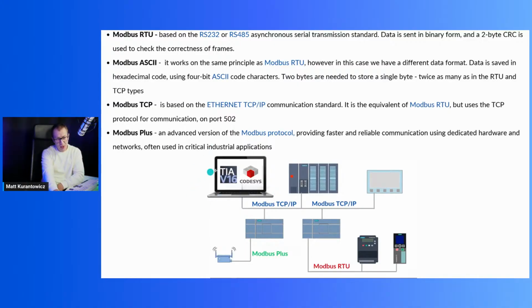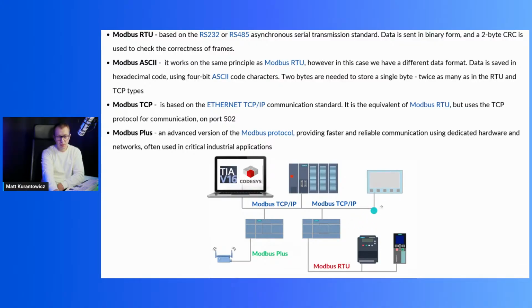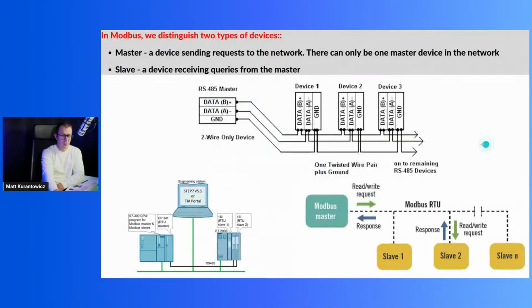And here we have a sample network. Here we have a computer with TIA Portal or Codesys. On the top, we can communicate via Modbus TCP in an Ethernet network, Ethernet standard. But we can communicate with a gateway using Modbus Plus, and we can communicate with an inverter or servo drive using serial transmission and Modbus RTU. This is a sample application for Modbus.